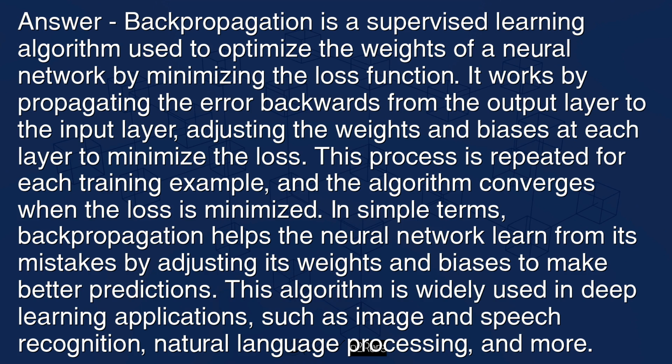This process is repeated for each training example, and the algorithm converges when the loss is minimized. In simple terms, backpropagation helps the neural network learn from its mistakes by adjusting its weights and biases to make better predictions. This algorithm is widely used in deep learning applications such as image and speech recognition, natural language processing, and more.